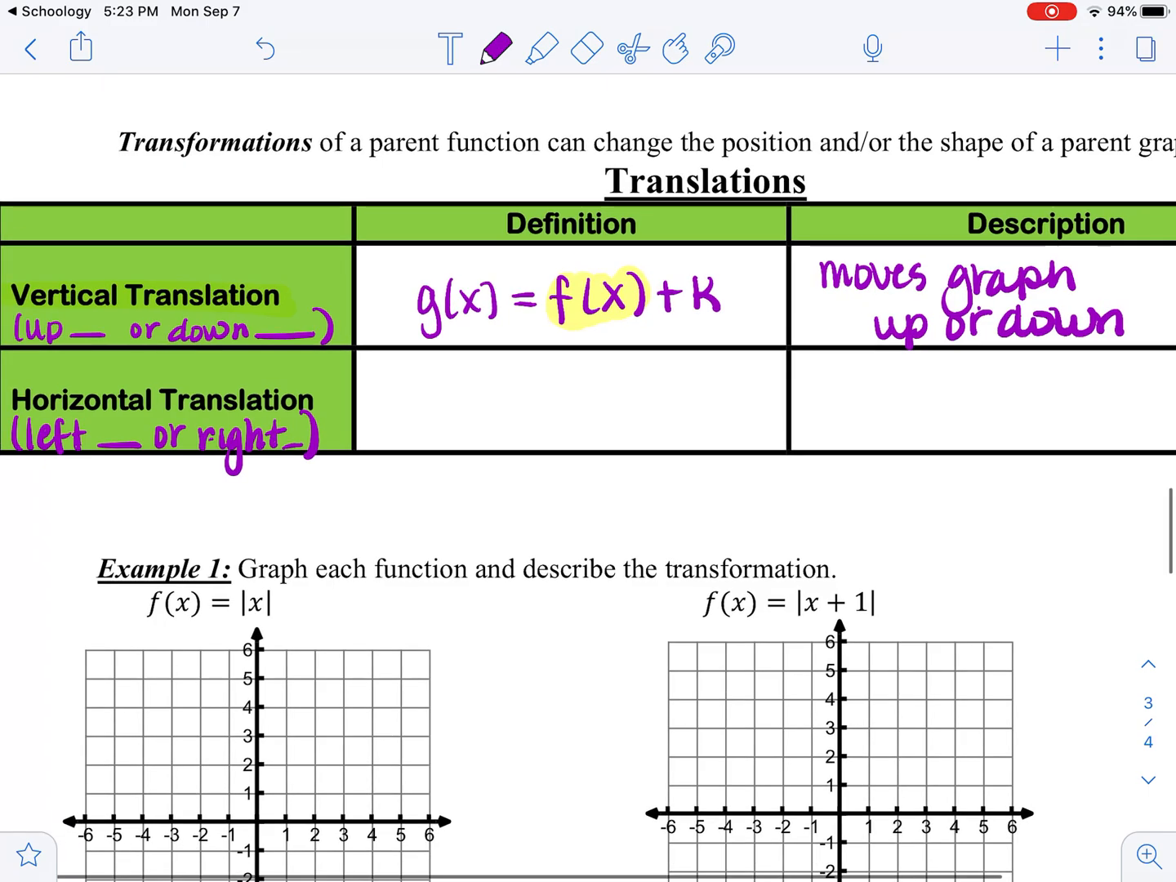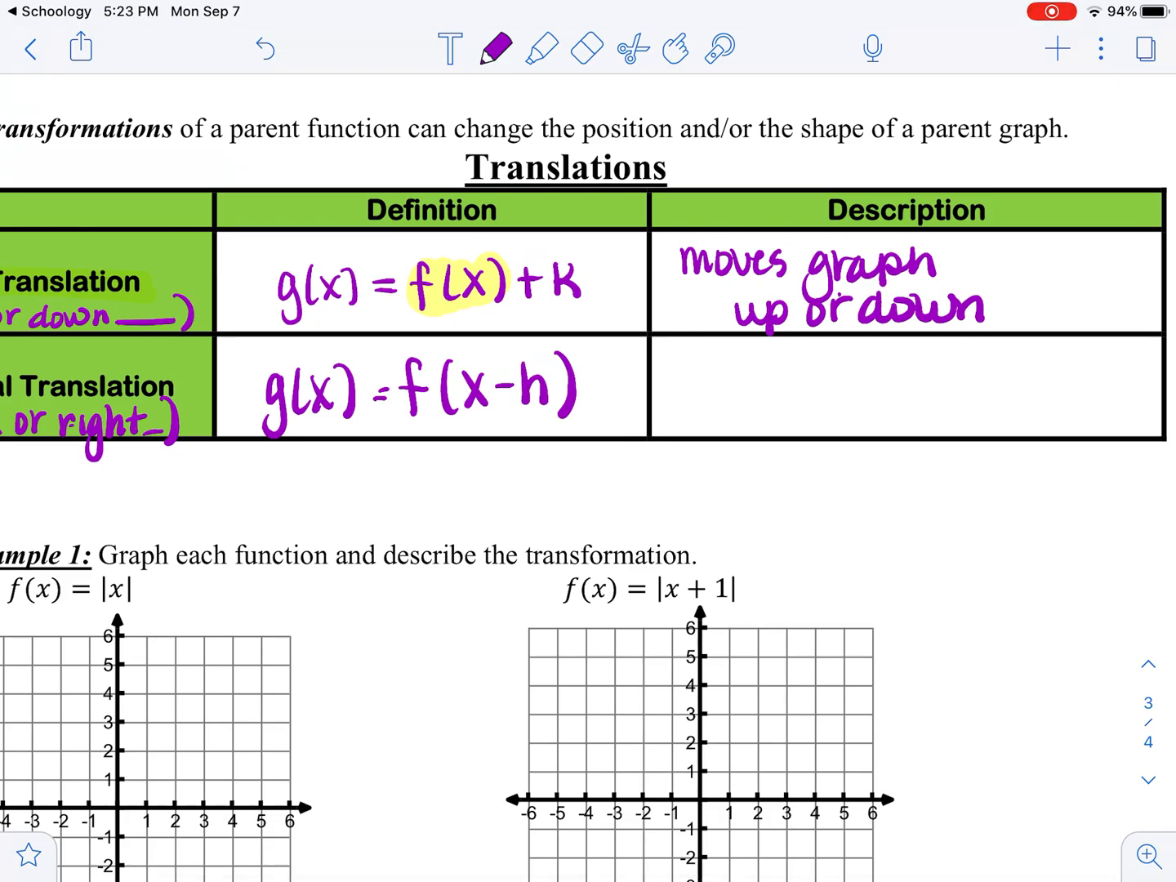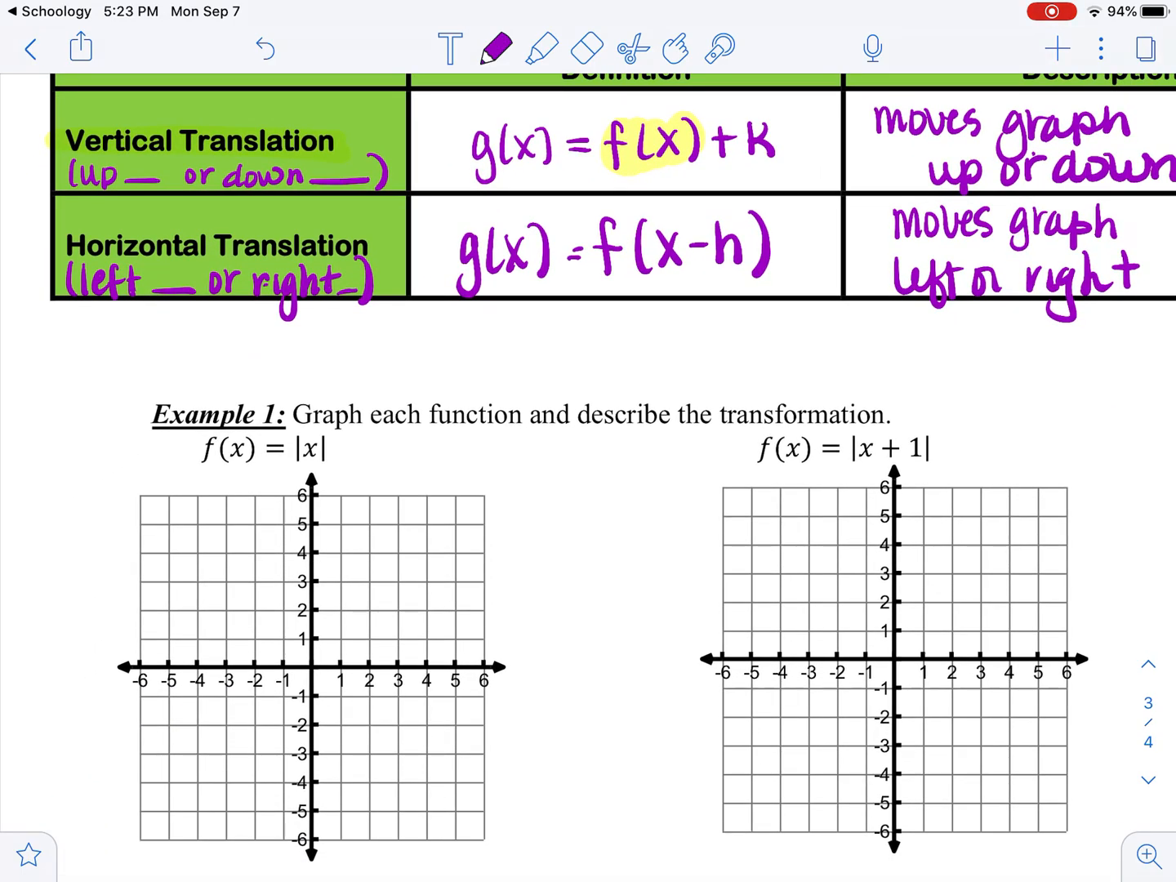Okay. Right or left, you would have g of x, once again we'll call it, equals f of x minus h. Okay, so notice this is inside the parent. So if you have something directly affecting x, that's going to move your graph left or right. So this moves the graph left or right. Now, you might recall from Integrated and Algebra 2 that if you saw x minus 5 in parentheses, that would move the graph right 5. x plus 5 in parentheses would move the graph left 5.